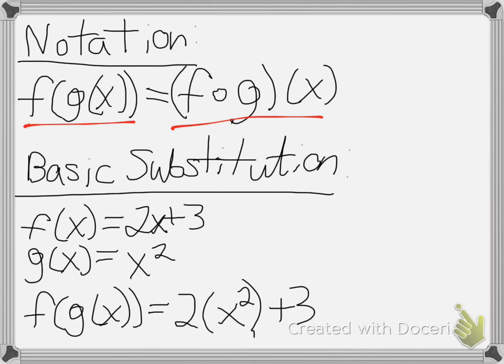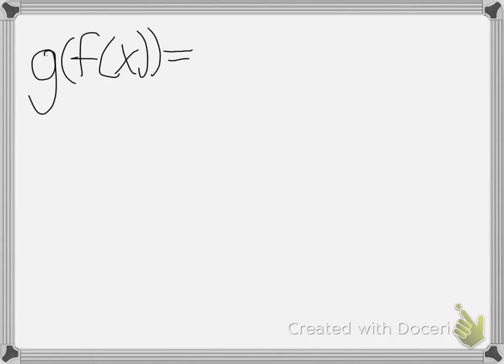Now let's do g of f of x. So then we would have g of f of x. Now using the same principle, since g of x is x squared, you would just plug the entirety of f of x, which would be 2x plus 3, in parentheses, to the second power. And that's g of f of x. Fairly simple.